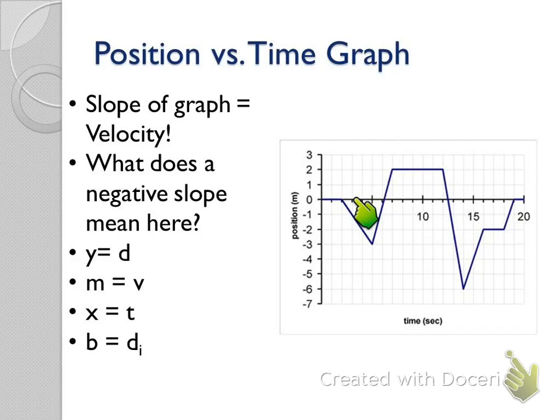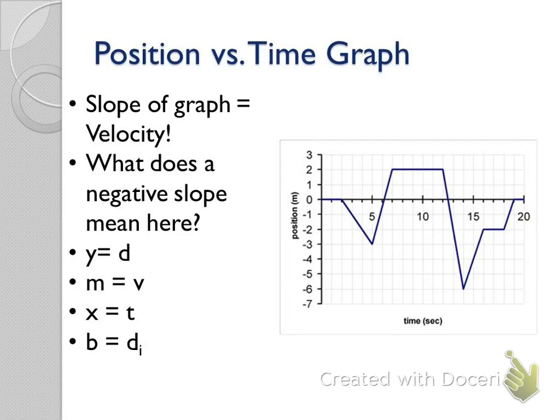If we go from 2 to 5 seconds, what do we see happening here? We're going backwards, and are we moving at constant velocity? Yes, because we have a straight line. Now what are we doing from 5 seconds to about 7 seconds? Moving forward at constant velocity. Did we pass our starting point? Yes, because we crossed the x-axis here, it means we passed our starting point again.